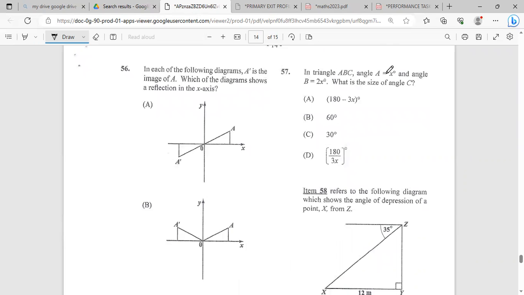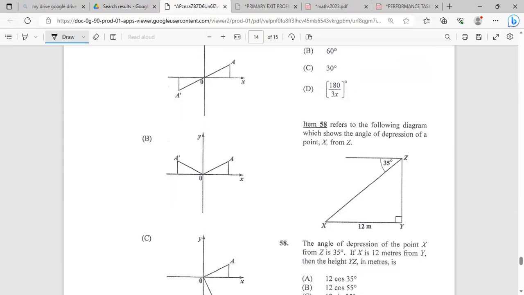57. In the triangle ABC, angle A is X, angle B is 2X. What is the size of angle C? And that's 180. Angles of a triangle add up to 180, right? So if we add these, the third angle must be that.